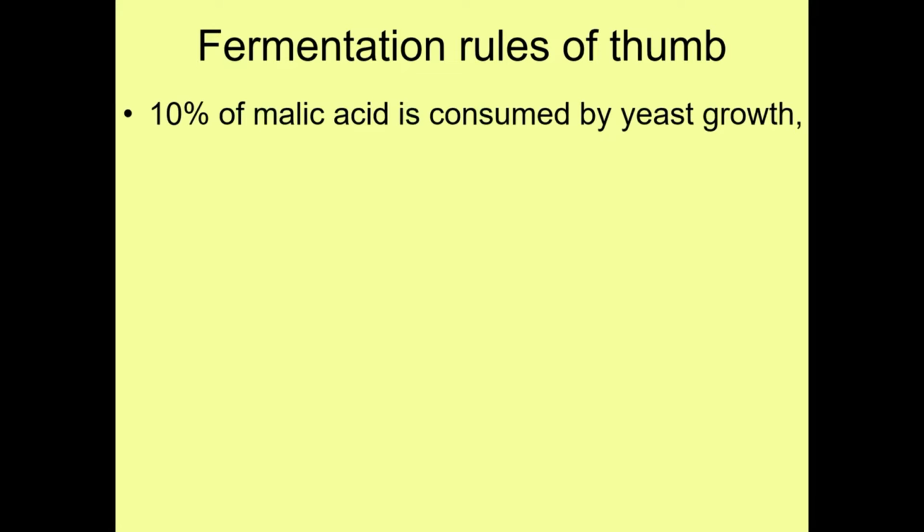Now let's go through a few fermentation rules of thumb. These are approximations. They're going to vary in each wine, but it gives you the idea. The first is that 10% of the malic acid in the juice gets consumed by yeast, and it happens in what's called the transition phase. After the yeast have grown up to 10 to the 8th, they're not going to grow anymore, but now they're going to hang out in the stationary phase and do all the fermentation.